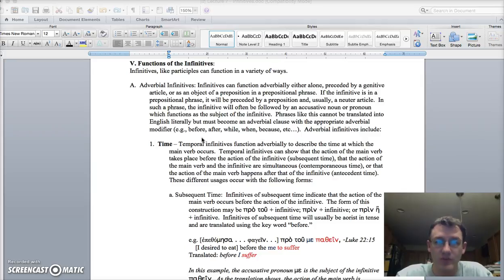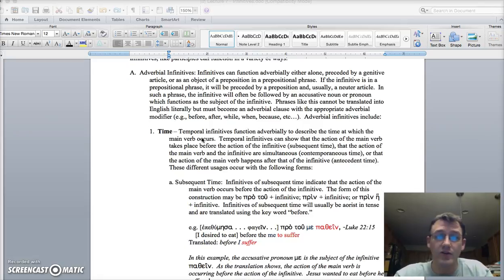They're like participles insofar as they can be interpreted in a myriad of different ways. Here's the beauty, though, of the infinitive. They're much more formulaic about the way they present them. So, for instance, just as you can have a participle that expresses time, after he ate, he went to bed, right? That's after he ate is a participle form in Greek.